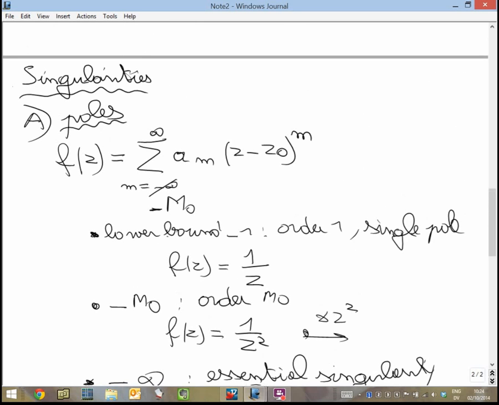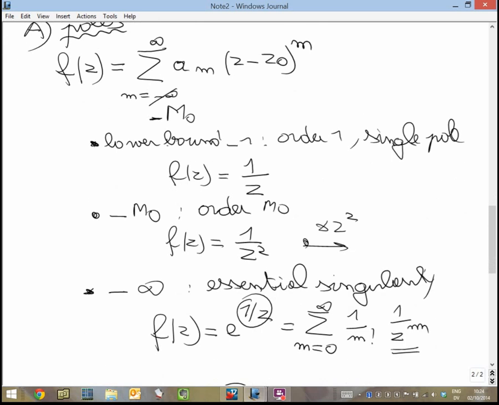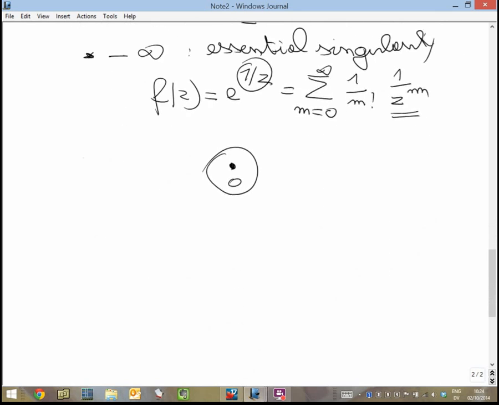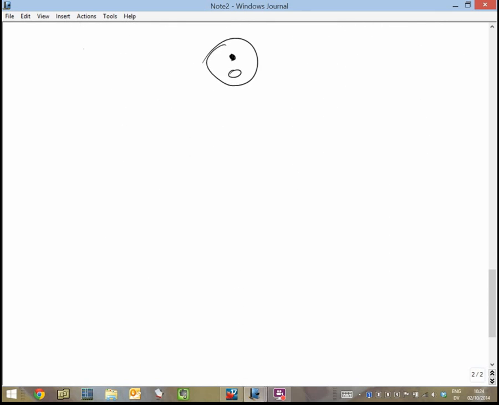Okay, these were the poles. So we just get them by looking at the Laurent series and then classifying them depending on the orders of the negative powers of z that you have. Questions on the poles? If not, we go to something more exotic, something which you do not encounter in real valued analysis.